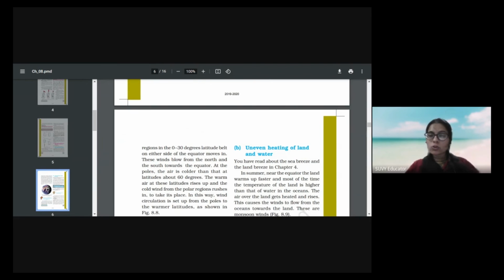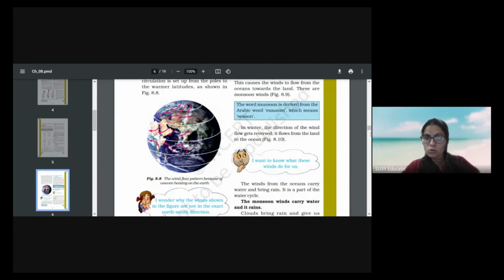Why from the oceans towards the land? Because the ocean's air is less warm than the land's air. So the ocean's air will move towards the land's region. Okay, these are the monsoon winds. What is it called? These are the monsoon winds.